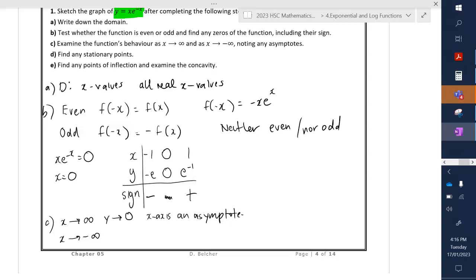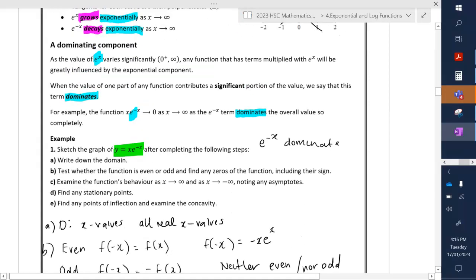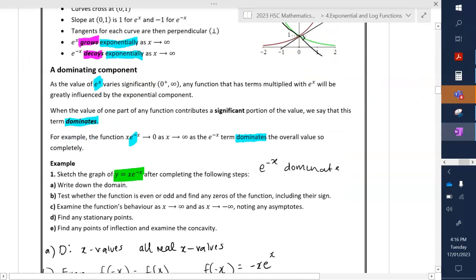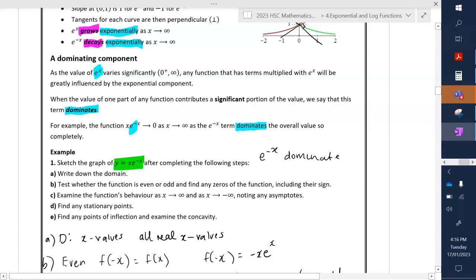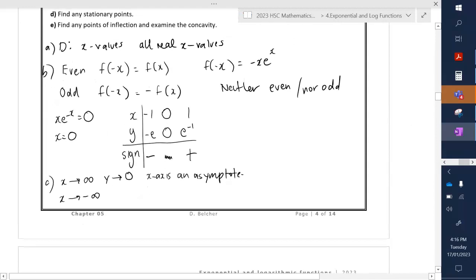Now, as x goes to minus infinity, that's a little bit different. As x goes to minus infinity, e to the x becomes really large, but it's being multiplied by a negative value out the front. So it's going to be a large negative value. So as x goes to minus infinity, y is going to minus infinity also.